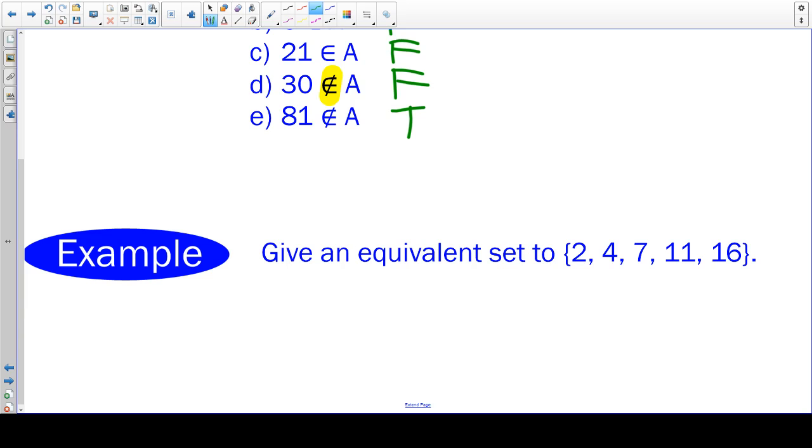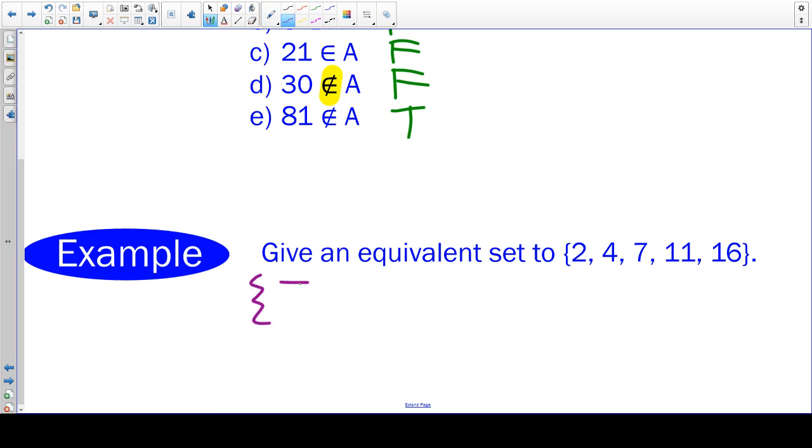Okay. So, give an equivalent set to 2, 4, 7, 11, 16. So remember what equivalent means? Equivalent means has the same number of elements. So we need to have a set with 5 elements in it.